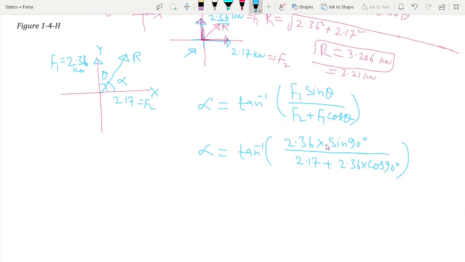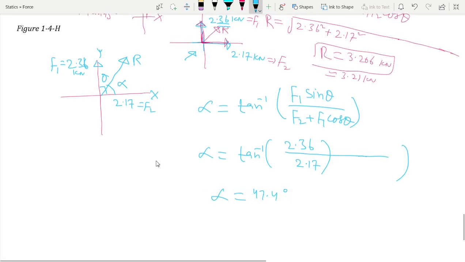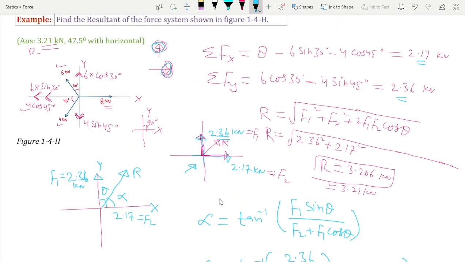Now sine 90 is 1, so I will erase all of this. Now cos 90 is 0, so all of this will be 0, so I will erase all of this. So we are only left with this. Alpha is tan inverse of 2.36 divided by 2.17. Let me use a calculator. Okay, I get alpha to be 47.4 degrees, so it is approximately 47.5 degrees.